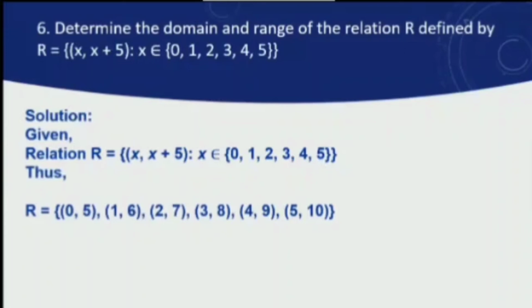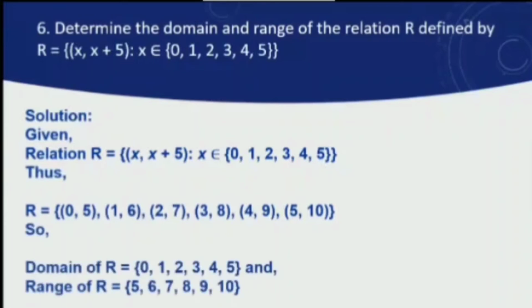When x is 2, 2 plus 5, 7. x is 3, 3 plus 5, 8. x is 4, 4 plus 5, 9. x is 5, 5 plus 5, 10. That much only, the relation's ordered pairs you are going to get. And now what is my domain? All the first elements. So 0, 1, 2, 3, 4, 5. And what is my range? All the second elements in the ordered pairs. So 5, 6, 7, 8, 9 and 10.